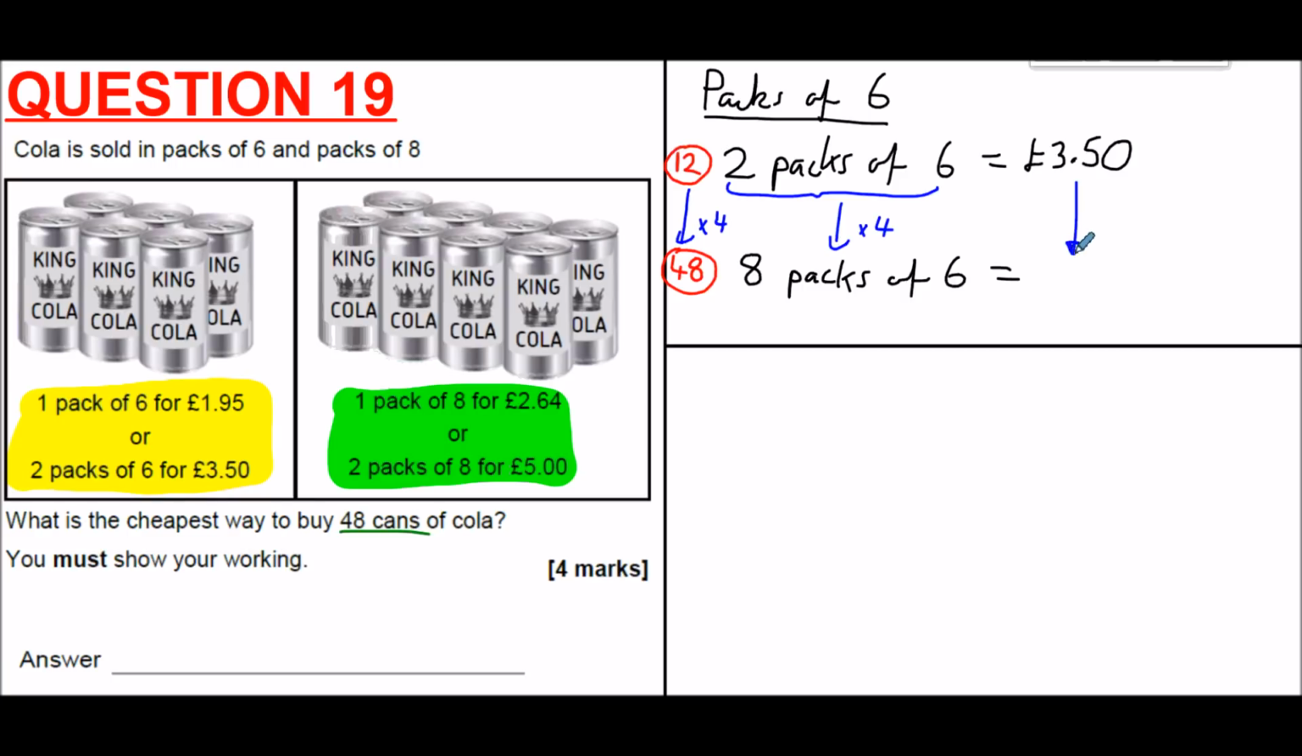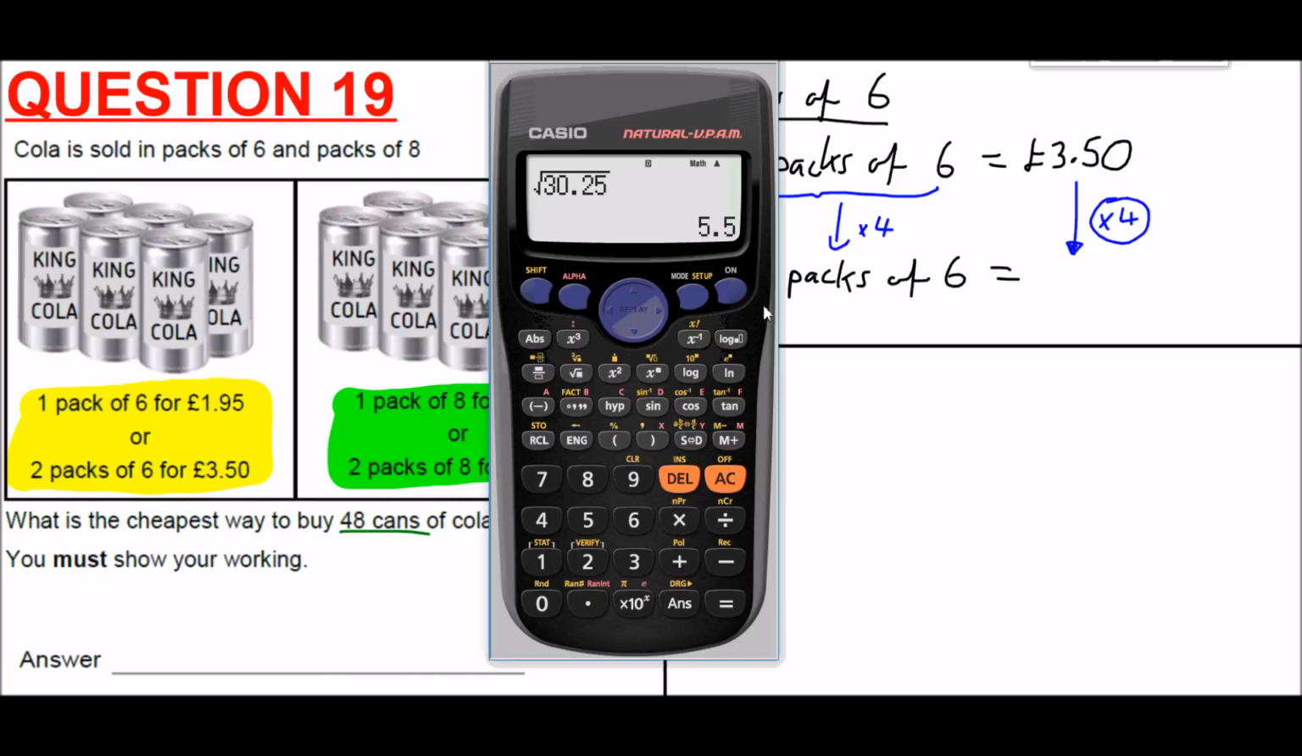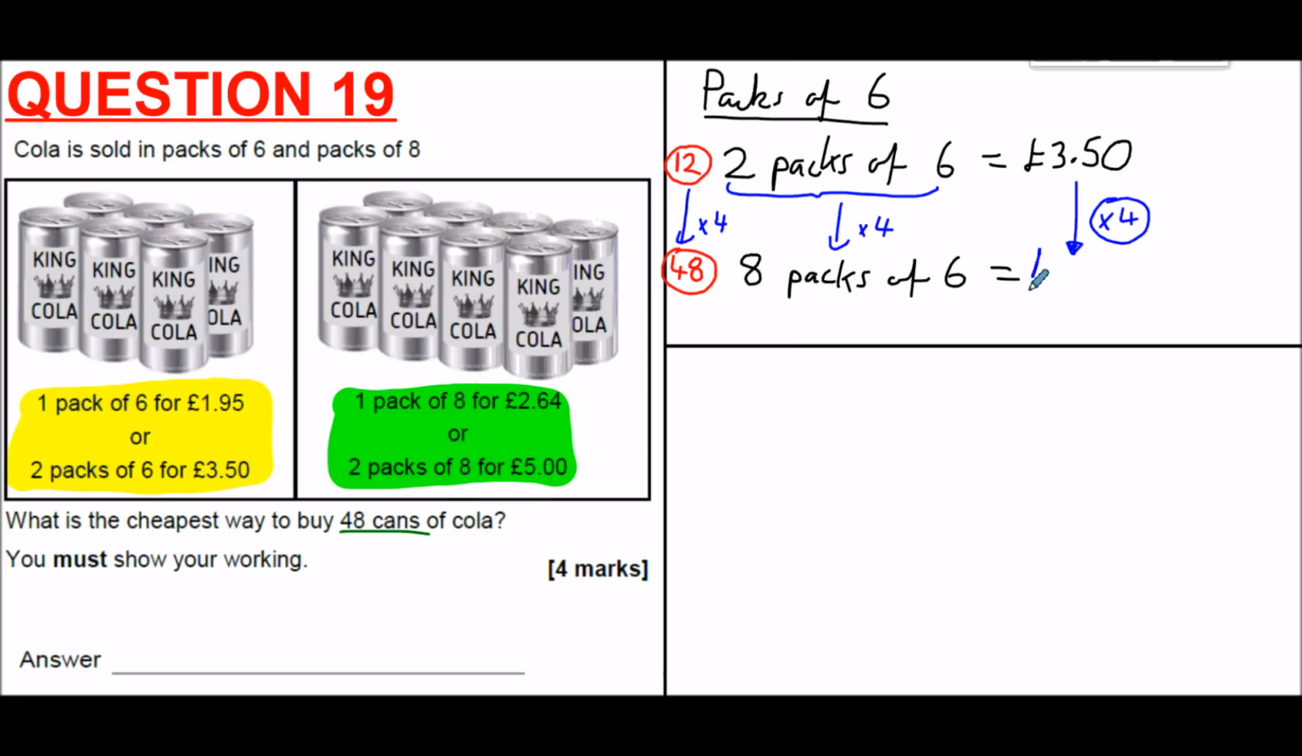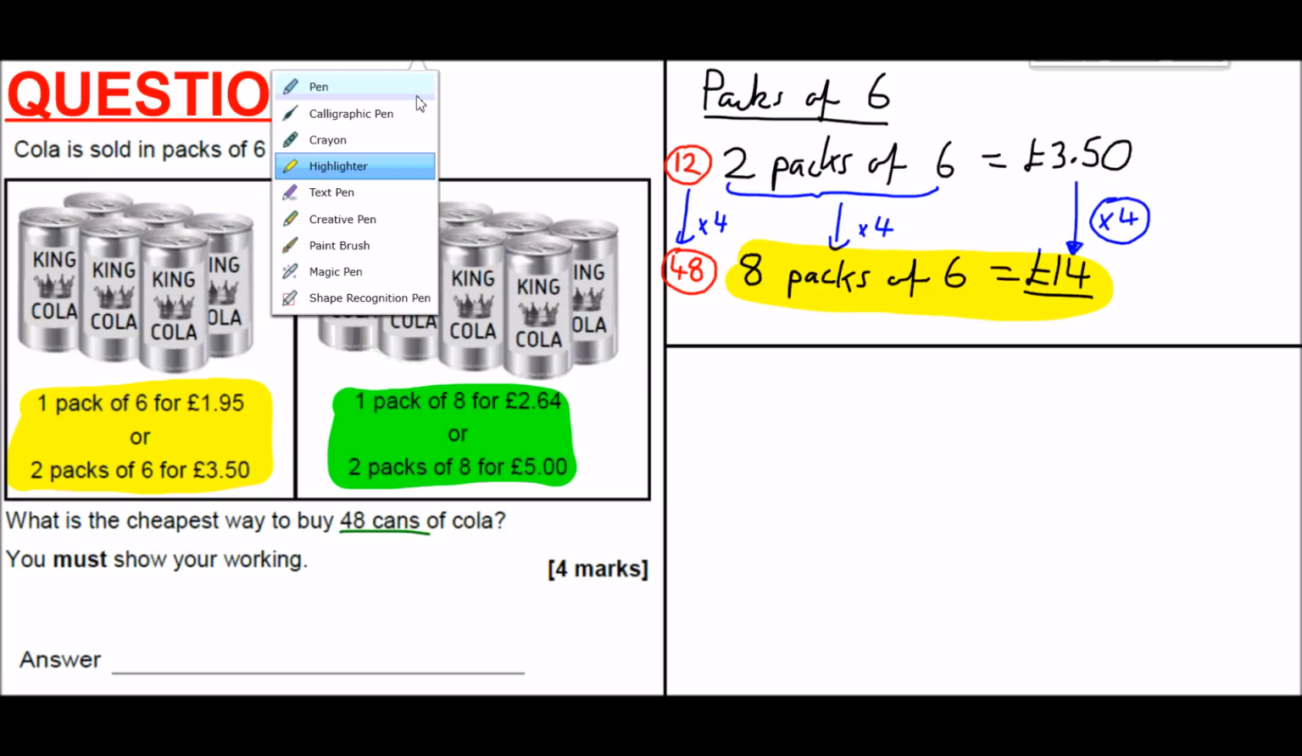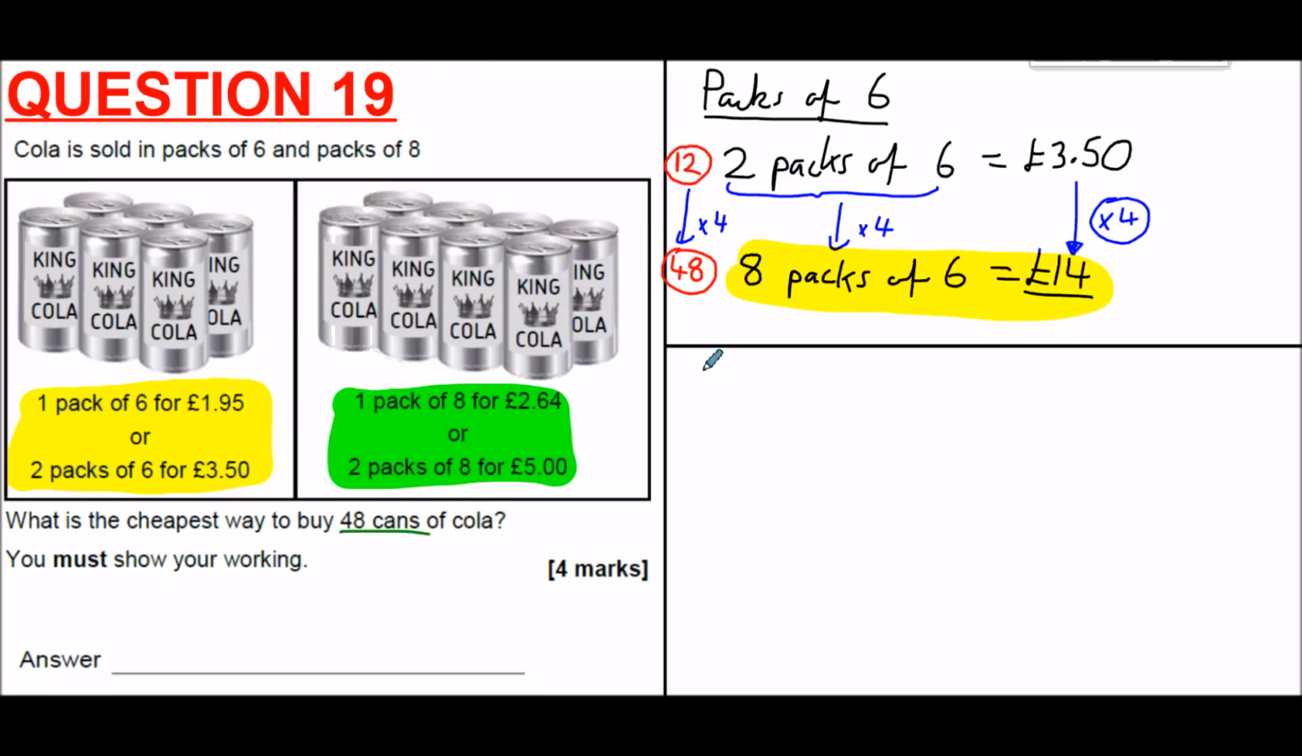and £3.50 multiplied by 4, with a calculator or without, would give us £14. And so buying packs of 6, we could buy 48 cans exactly by getting 8 6-packs. 8 times 6 is 48 cans, and that'd be £14. So that's packs of 6. We can now try and work out for packs of 8.